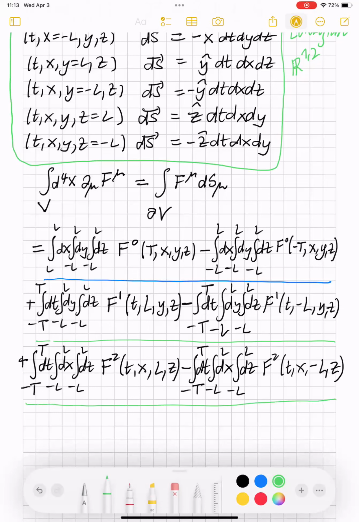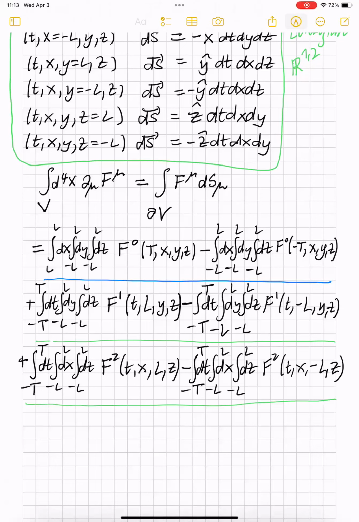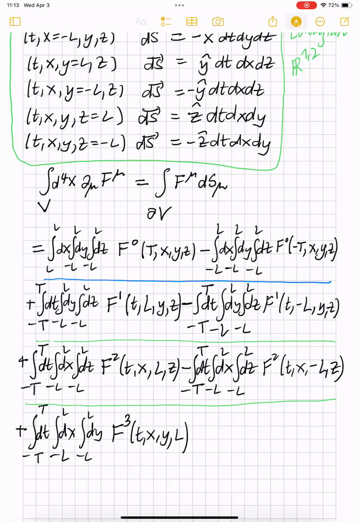Okay. Sorry, I know this is painful, but let's just do it. So we've got plus. Now take a look at the second last side, the side at z is equal to L. We need to integrate over t, x, and y. So there is the integral over t. There is the integral over x. And here is the integral over y. And when we take a look at ds, there's a z hat, which means that only ds3 is non-zero. We've got t, x, y, and z is evaluated at L.